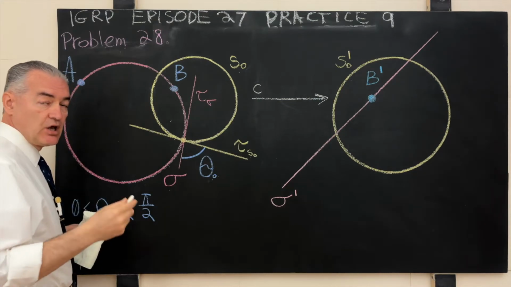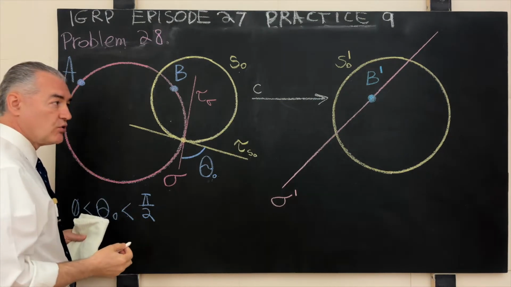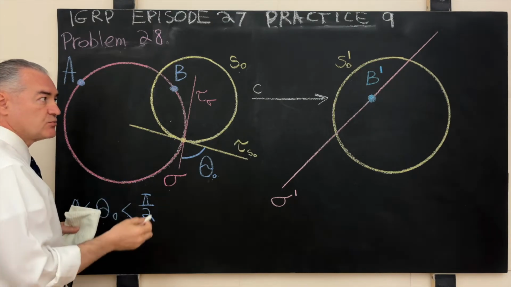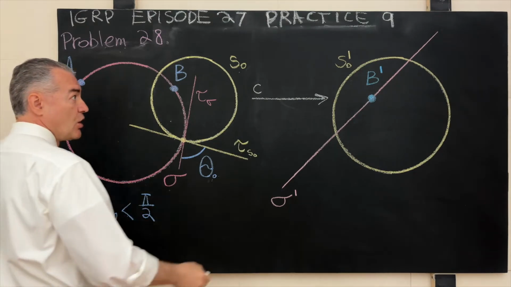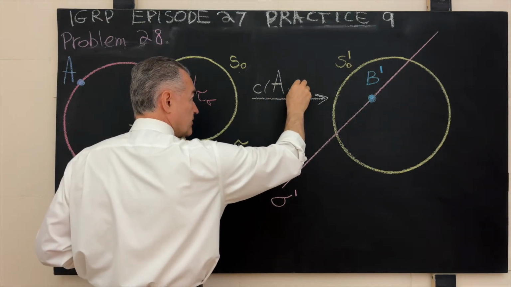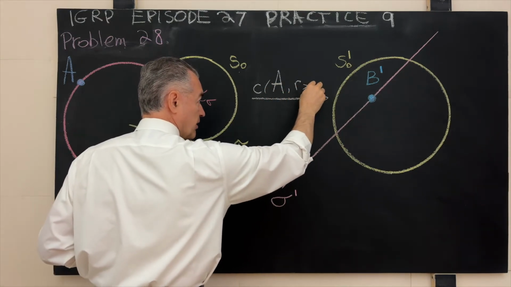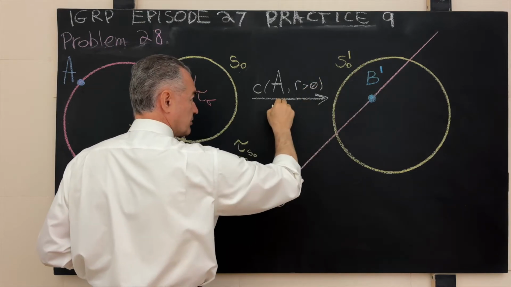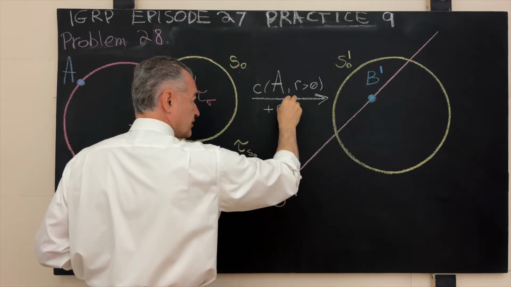We can see already what is going on. We know enough technical information, we solved enough problems, we do not really need it. All we need to know is that the center of inversion is the point A, and the radius of inversion is any strictly positive real number r. It doesn't really matter. The power of inversion is positive.